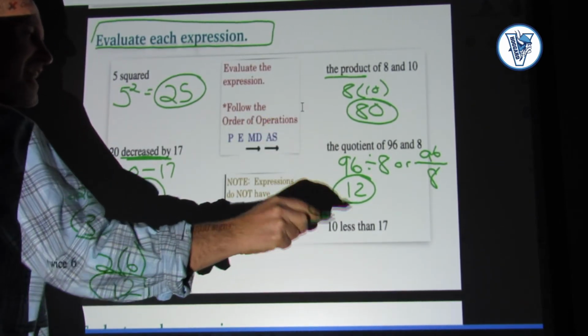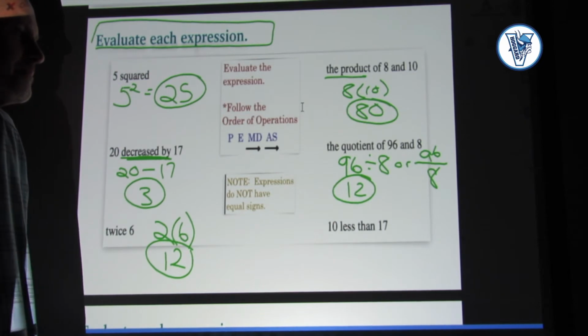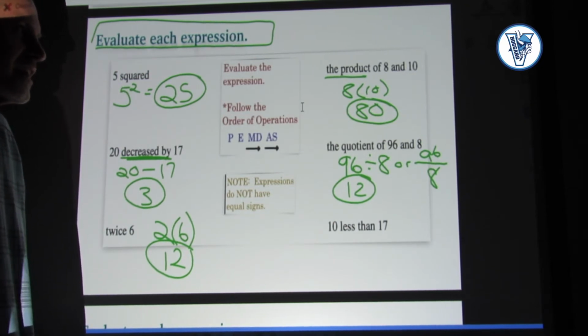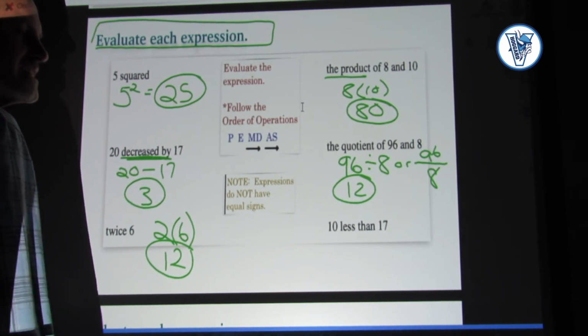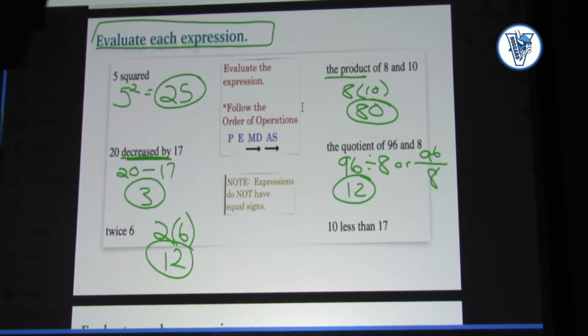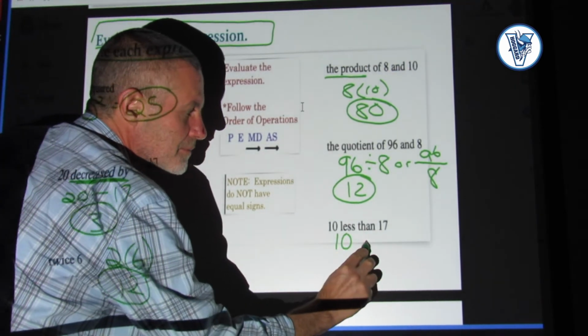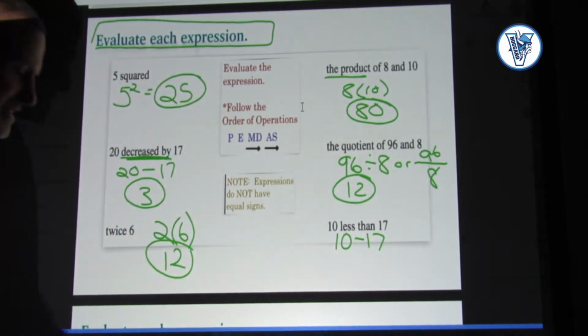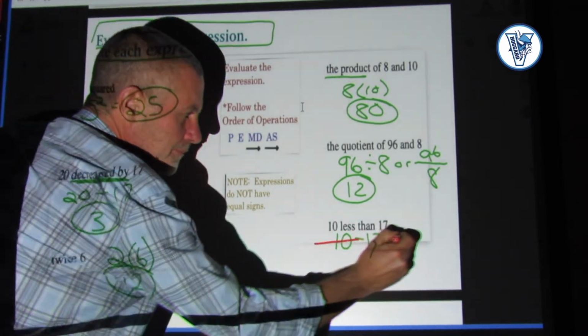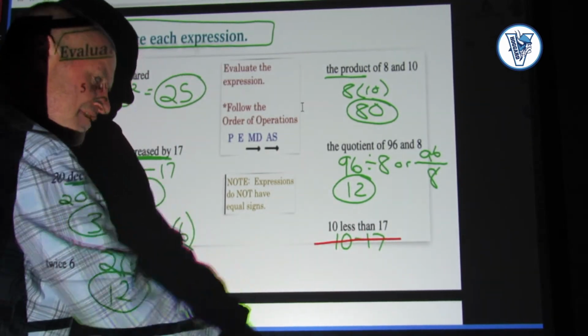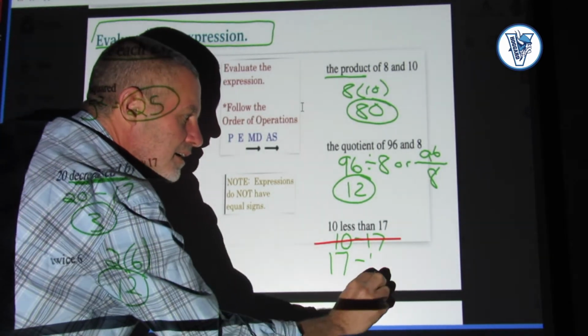10 less than 17. Now think about that in your head before you write it. 10 less than 17 would be 7, wouldn't it? If you had $17 and you had 10 less than that $17, of course you'd have $7. So it's tempting to write this, but that is not correct. 10 less than 17 would look like that.